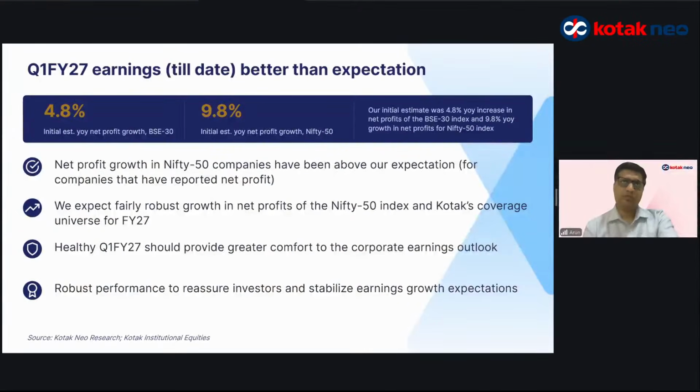So July was a month where we saw the Q1 numbers coming in. Overall, at the start of this result season, we were expecting the overall Q1 numbers growth for BSE 30 index companies to be 4.8% on the net profit side and 9.8% for Nifty 50 companies. However, the numbers have actually come in better than expectation. So that's a big positive amidst all the noise that we are seeing around the geopolitical issues. That's one of the key reasons we believe the market has been relatively resilient as compared to the global markets.